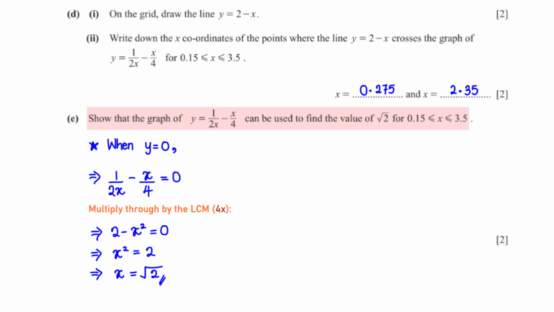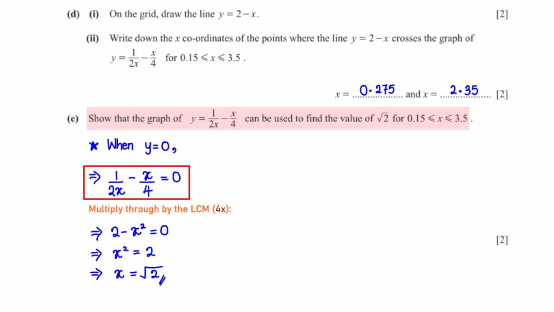Show that the graph of y equals 1 over 2x minus x over 4 can be used to find the value of square root of 2 for x greater than or equal to 0.15 and less than or equal to 3.5. What we need to do is substitute y equals 0 into the equation of the graph. When we do this, this is what we get. From here, all we need to do is make x the subject.